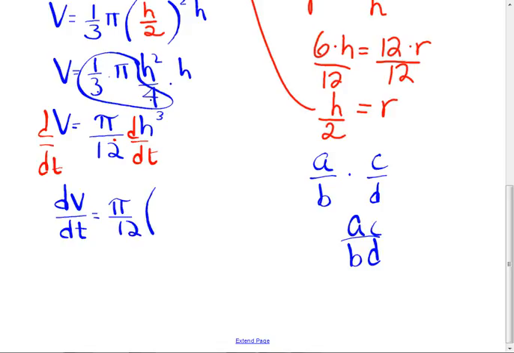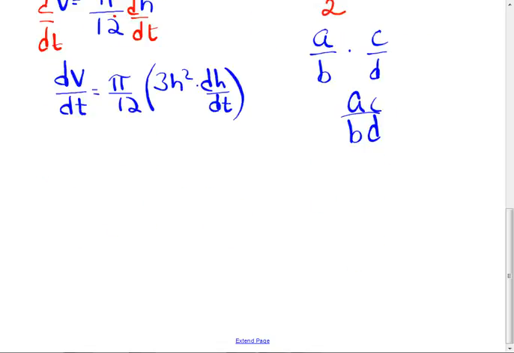And take the derivative of h cubed. What is that? 3h squared, chain rule, that's the derivative of the power function, times the derivative of h with respect to time. And then can we simplify that? Can I divide 3 into 3, which is 1, and 3 into 12 is 4? So what's the question?